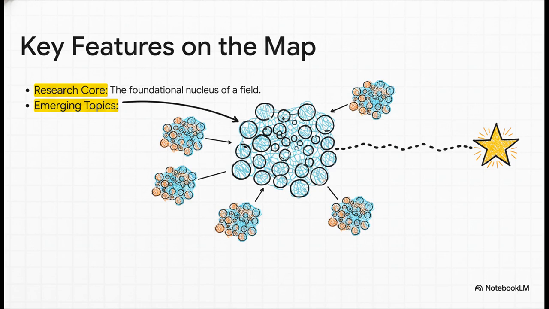Our maps also reveal the key geography of a field. Every discipline has a research core. Think of this as the main continent. It's the stable, foundational knowledge that everything else is built on. Then you have the emerging topics. These are like exciting new islands forming off the coast where all the new energy is gathering. And finally, you have novelty, those rare, truly original ideas that push the entire frontier of the map outwards.